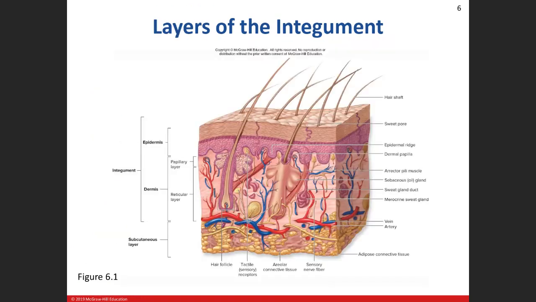Cool. All right, so here's a quick picture of our skin. We've seen this before. You're going to see all these different items here. Remember, skin is one of the organs of our body that has all 4 tissue types. It has epithelial tissue, connective tissue, muscle tissue, and nervous tissue. We'll see all of that as we move through this chapter.